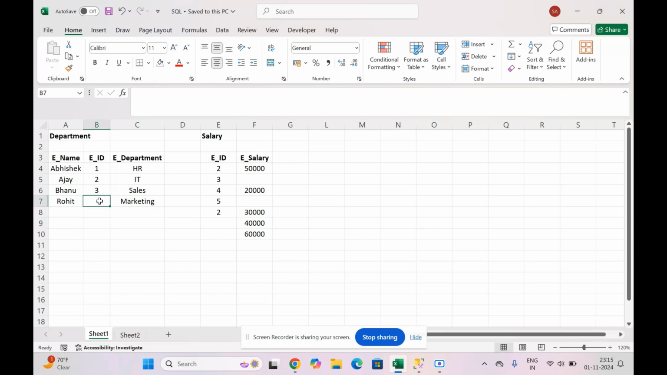So here we have a null, that is the ID is not present for Rohit, and we also have null values over here for IDs. So will the null values get matched in left join? So let's see that.